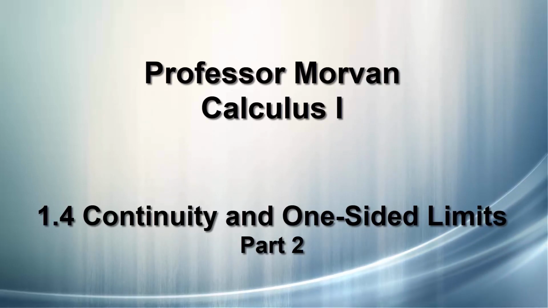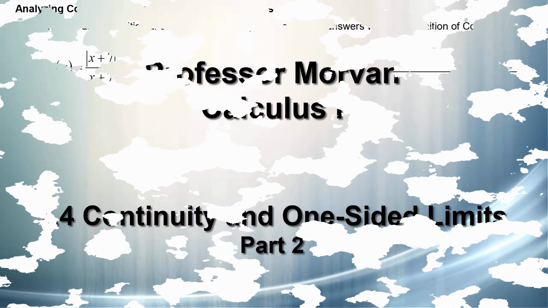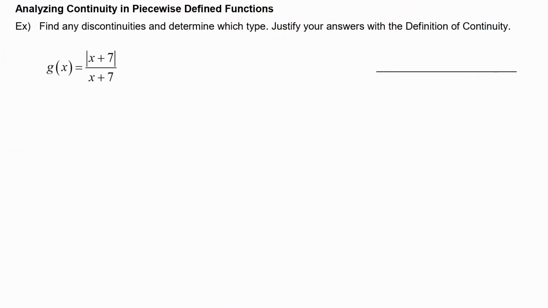We will continue our study of continuity and one-sided limits by analyzing continuity in piecewise defined functions. In this example, find any discontinuities and determine which type. Justify your answers with the definition of continuity.